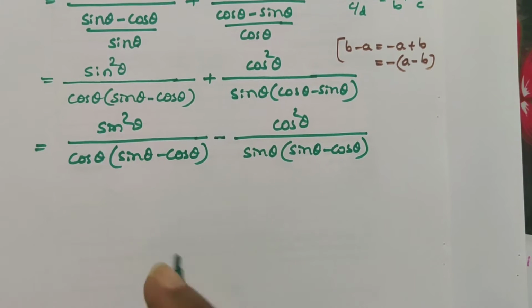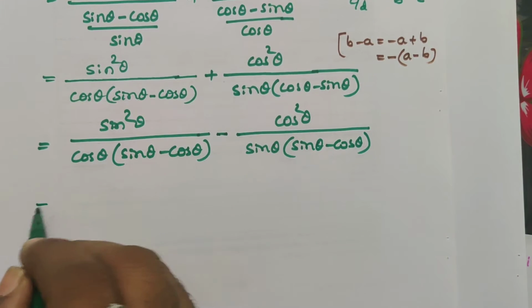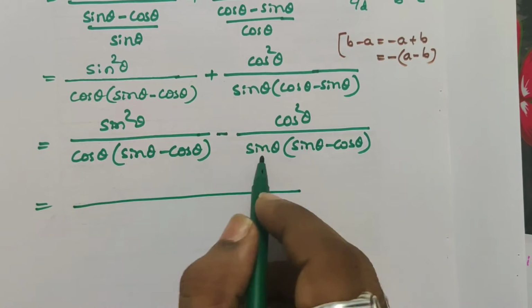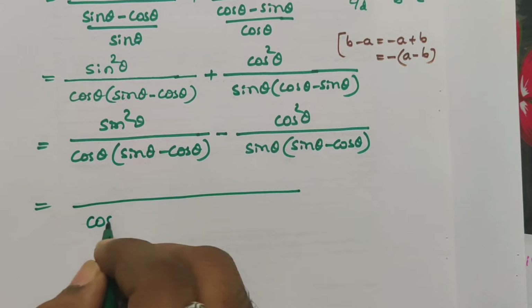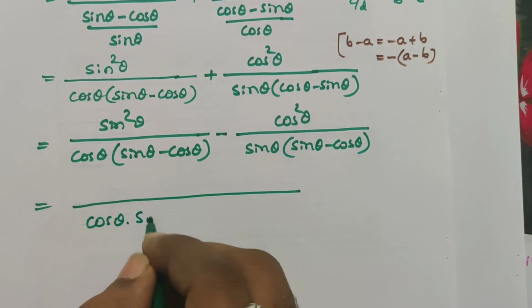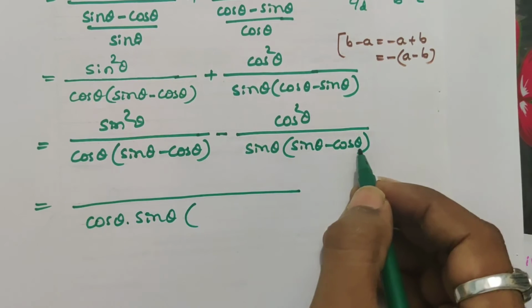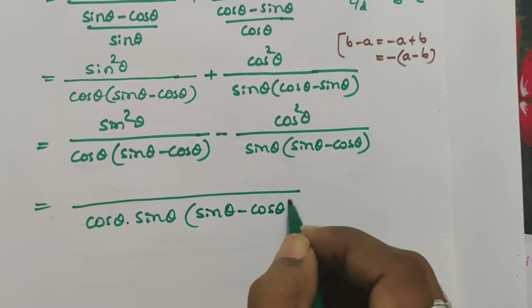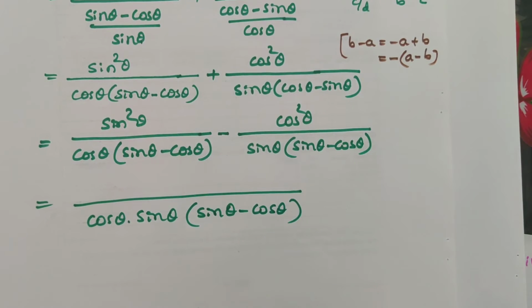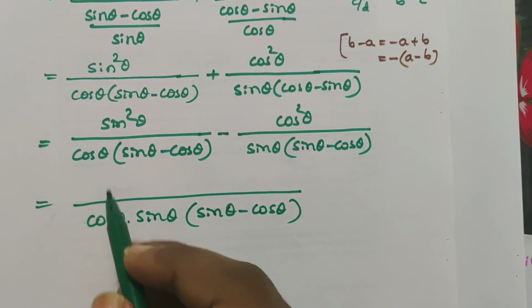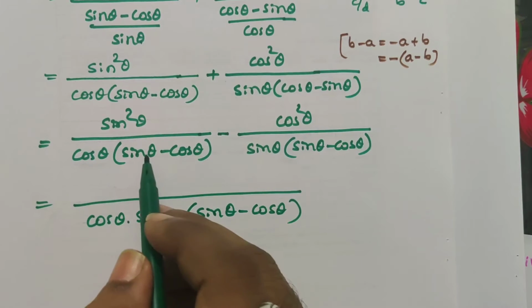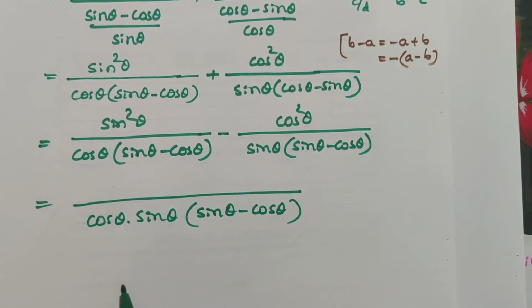Okay, so now if you observe the denominators, they are somewhat similar. See, sine minus cos is the same, only cos and sine are extra. So when I take the LCM, cos theta into sine theta, and then sine theta minus cos theta will come as it is, and will become the same. So this is your LCM between these two. Now if you observe the denominator and LCM, only sine theta is extra in the LCM. So therefore you just have to multiply by sine theta in the numerator and denominator.